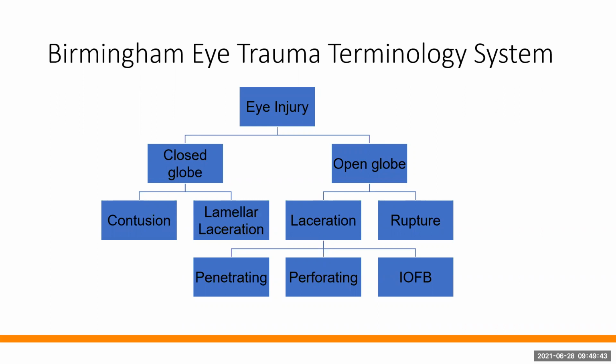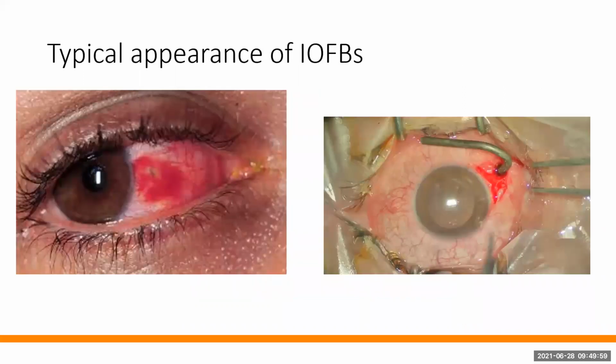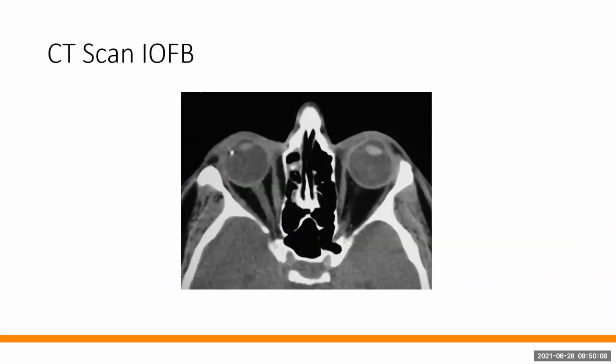In open globe injuries, you can get ruptures where the eye's been hit so hard it bursts, and then lacerations where there's essentially something relatively sharp that's made a hole in the eye. If it's gone inside the eye, it's penetrating. If it's gone through the eye, it's perforating. And if there's still something left inside the eye, it's an intraocular foreign body. So intraocular foreign bodies can actually be quite subtle, so they're not necessarily picked up immediately on examination. And this is an example of quite a small intraocular foreign body that's only really visible on CT scanning.